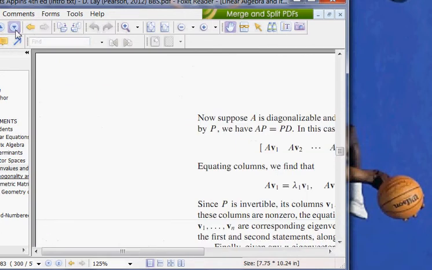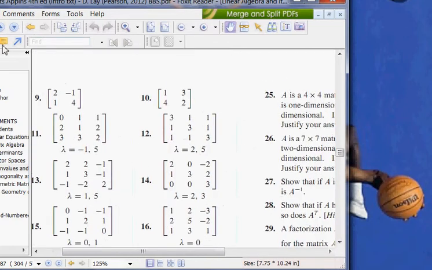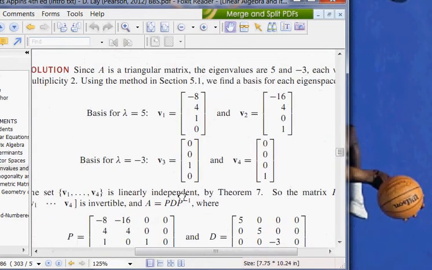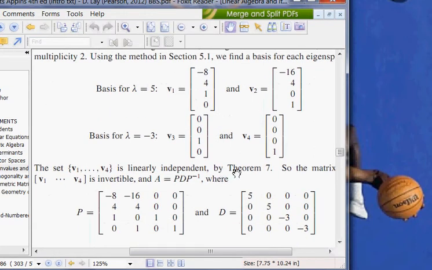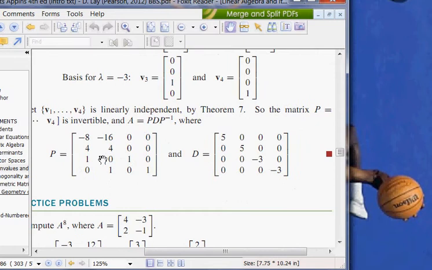So in reality, the book has it wrong right here. It's theorem 7 that proves that A is diagonalizable, but it's actually theorem 5 that proves that this set right here is linearly independent, okay? And then the rest of this is just finding P and D. I hope that was helpful.